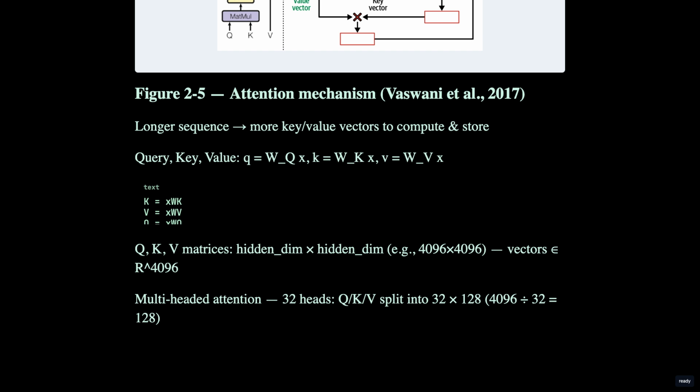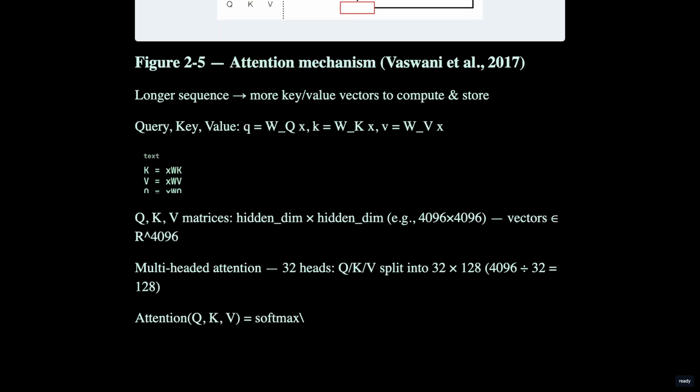4096 divided by 32 is equal to 128. This shows how attention computes weights and applies them to values. We form dot products QK_T, scale by 1/√D to keep magnitude stable. Pass the results through softmax to get attention weights. Then multiply those weights by V, so each output is a weighted sum of the value vectors.